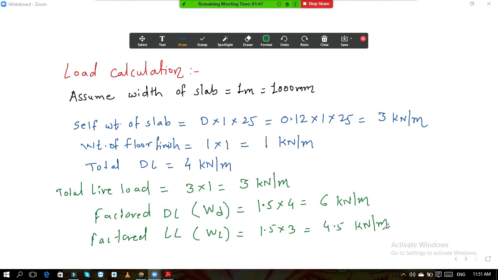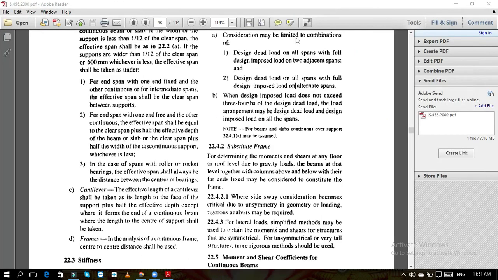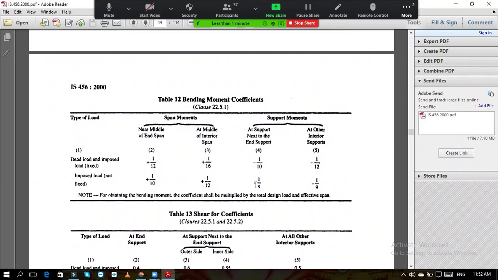Now after this, the next part is the calculation of bending moment. Now you know the load. Total dead load is 6 kN per meter. Total live load is 4.5 kN per meter. Okay. So now to calculate the bending moment, again we will go to the IS code. So this is your table number 12.